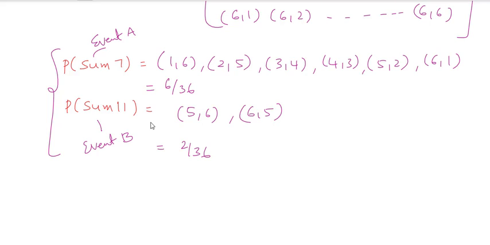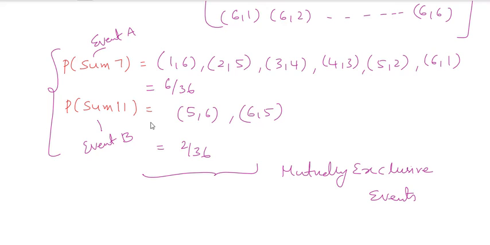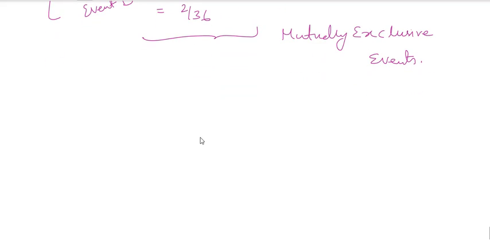For such type of mutually exclusive events, the probability of A intersection B is what? 0. I can tell it directly. Am I right or not? So this is the part of your mutually exclusive events. So I can conclude that this is nothing but mutually exclusive events. Clear with my point? So that is the meaning of mutually exclusive events. Got my point? I hope you understood this one. Am I right or not? Yes or no? Yeah.